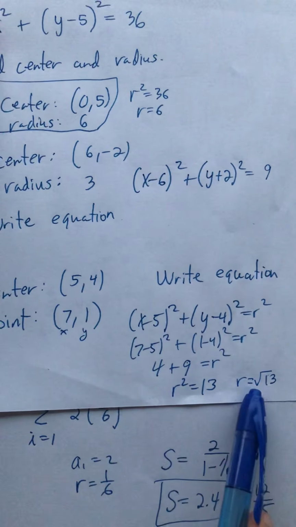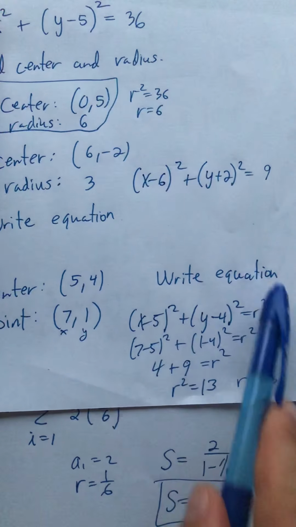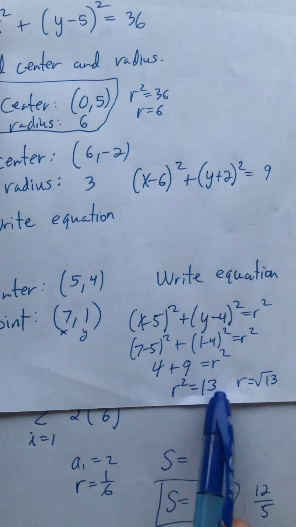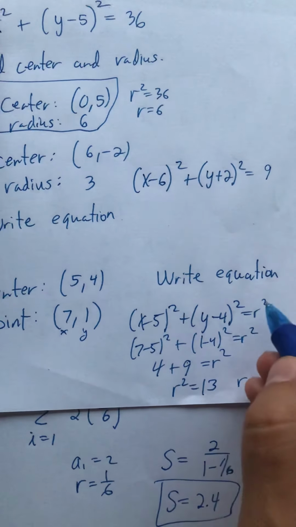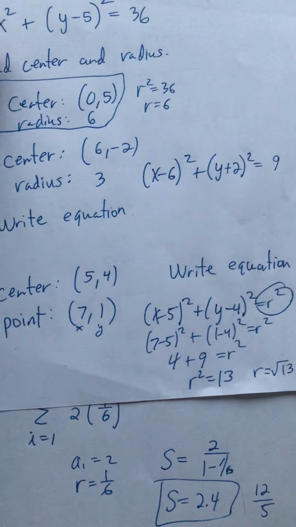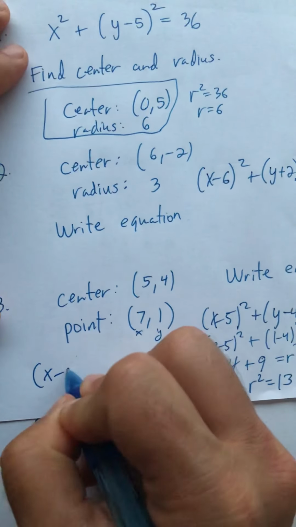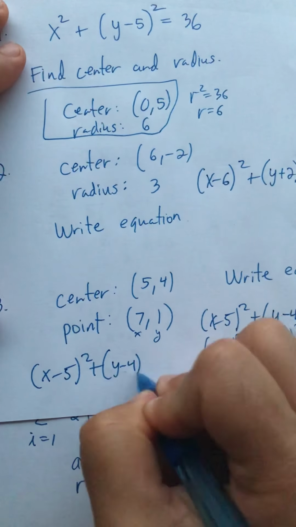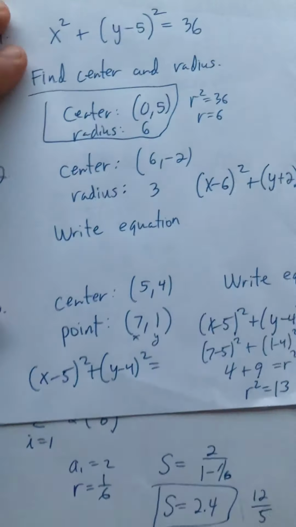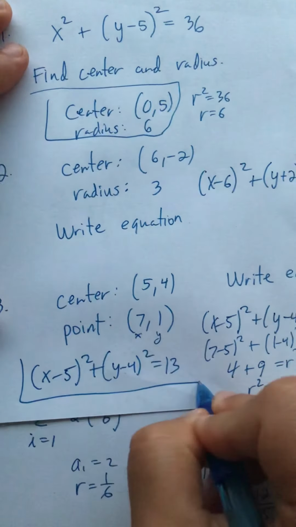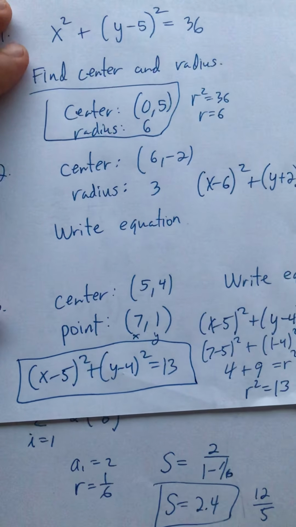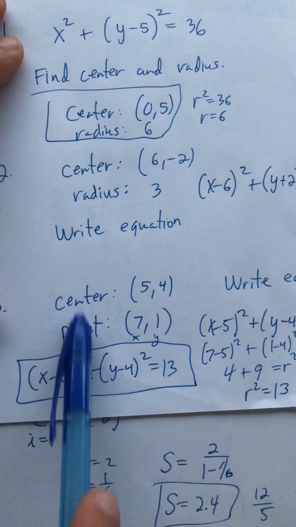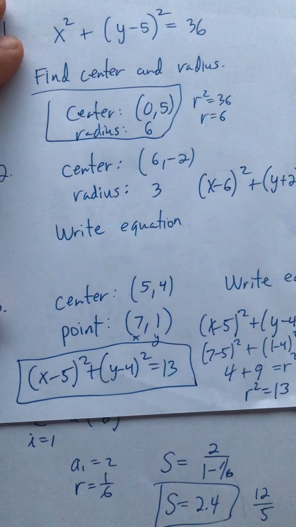But I don't need the radius. I'm trying to write the equation, so I just need r squared. R squared is 13. So I'm going to replace this with a 13. So my final answer, the equation is (x - 5)² + (y - 4)² = 13. And there is the equation of the circle. So from center and point, I was able to write the equation of the circle.